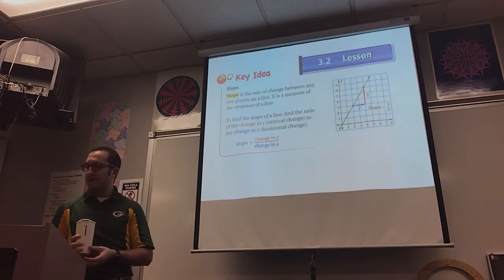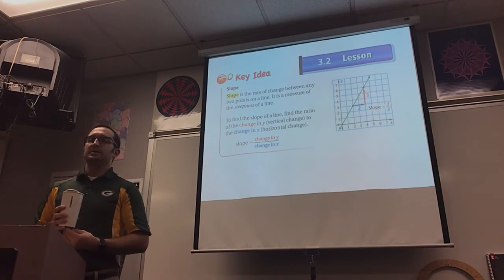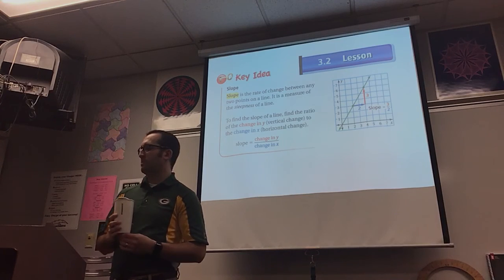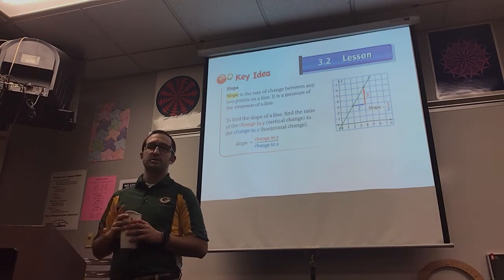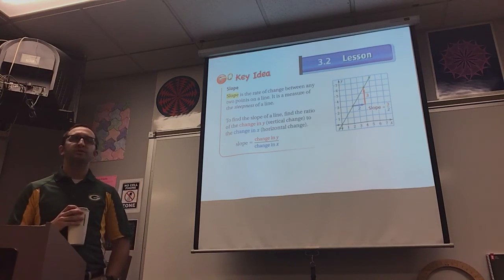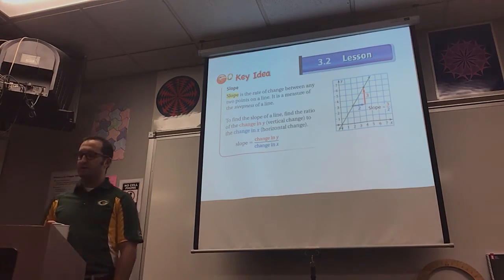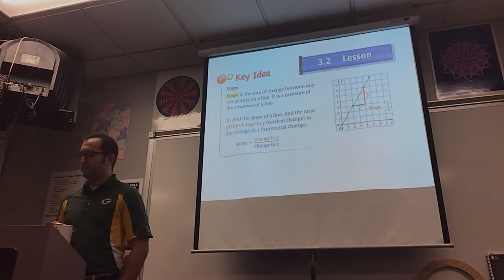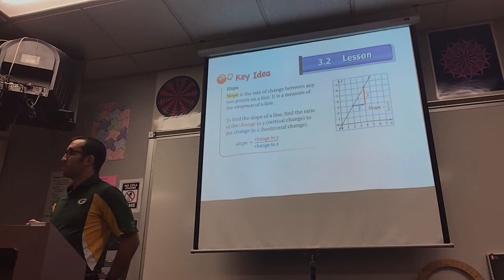Slope is the rate of change between any 2 points on the line. It's the measure of steepness. So slope is related to the constant of proportionality when we're working with proportional relationships, okay? So in a proportional relationship, the slope is tied to the constant of proportionality because the constant of proportionality is a ratio of y to x. This is similar to that. It is not the same. Similar, but not the same.